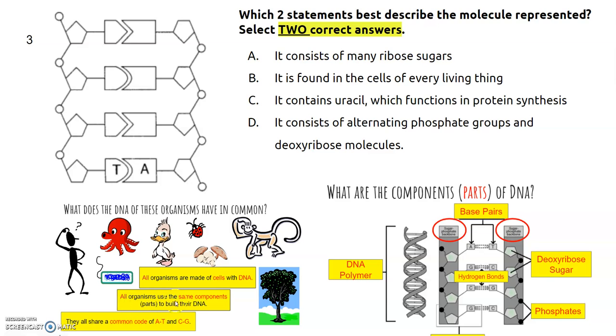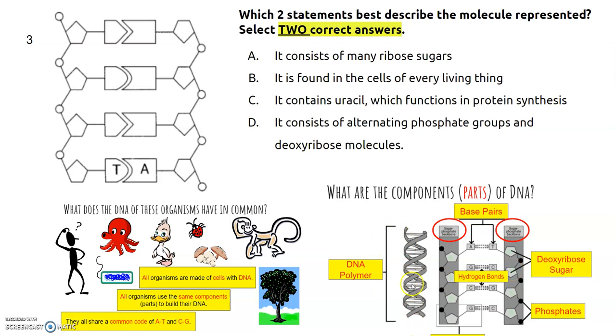So all organisms use the same components. Components are parts to build their DNA. They all share a common code. Common code, think of it like material. They all share the same material, so a common code of these bases, such as adenine to thymine and cytosine to guanine. Okay, so again, all living things, as long as they're made out of cells, have DNA found inside of their cells. So let's zoom into a DNA strand and talk about what builds it.